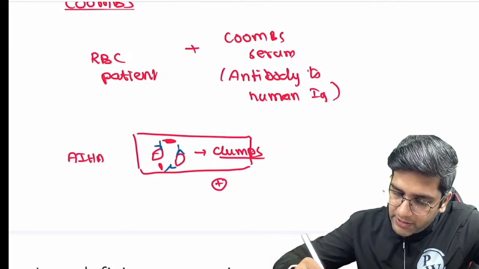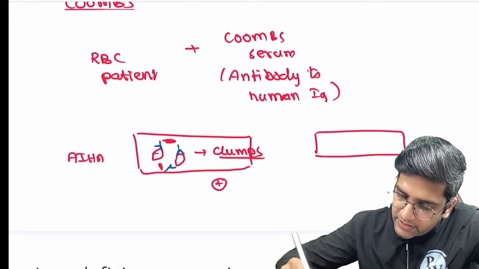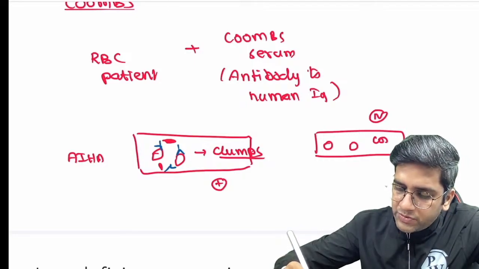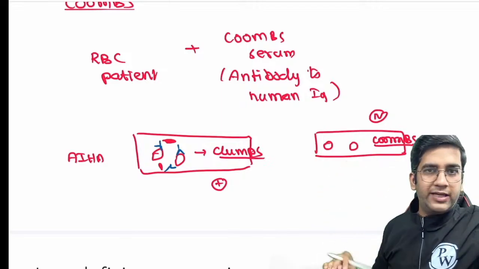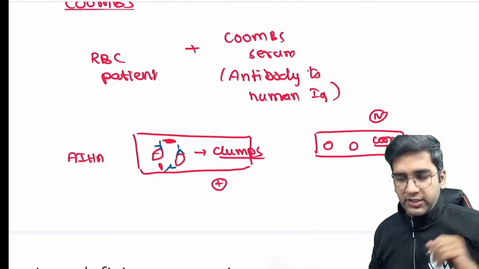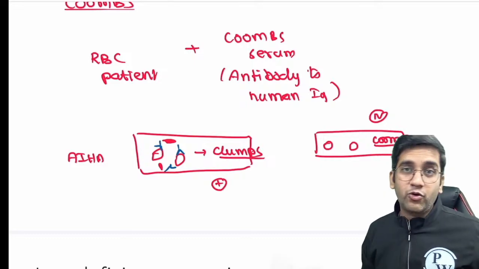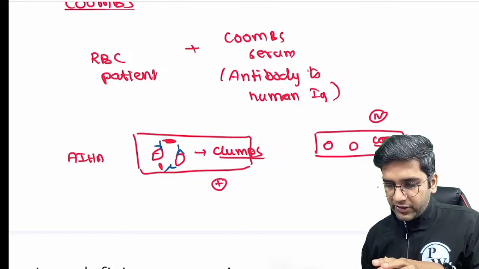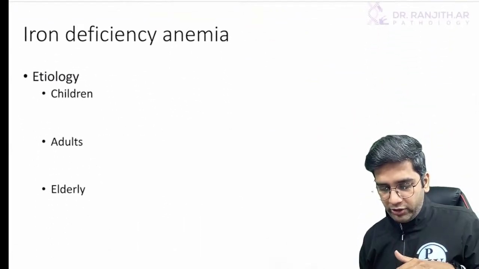If it's a normal person, I'll have no clumping because I'll have only RBCs, and the Coombs serum cannot bind to anything, because Coombs serum is an antibody to immunoglobulin. So there'll be no agglutination or clumps in a normal person. I hope it's clear. If it's a long answer on autoimmune hemolytic anemia, try to explain it; if not required, you needn't. Fine. That's a few things about hemolytic anemias.